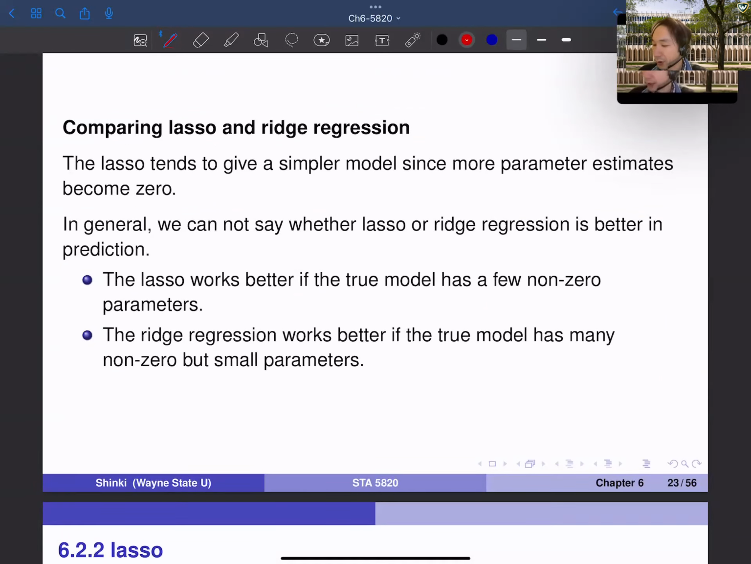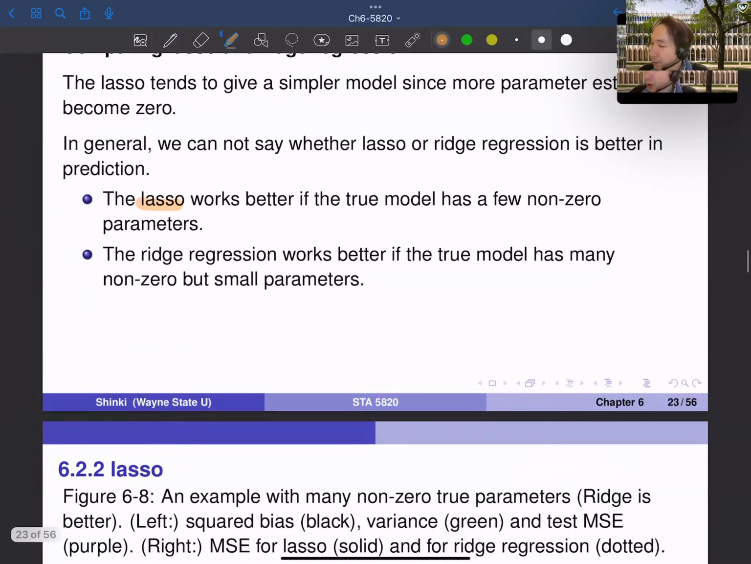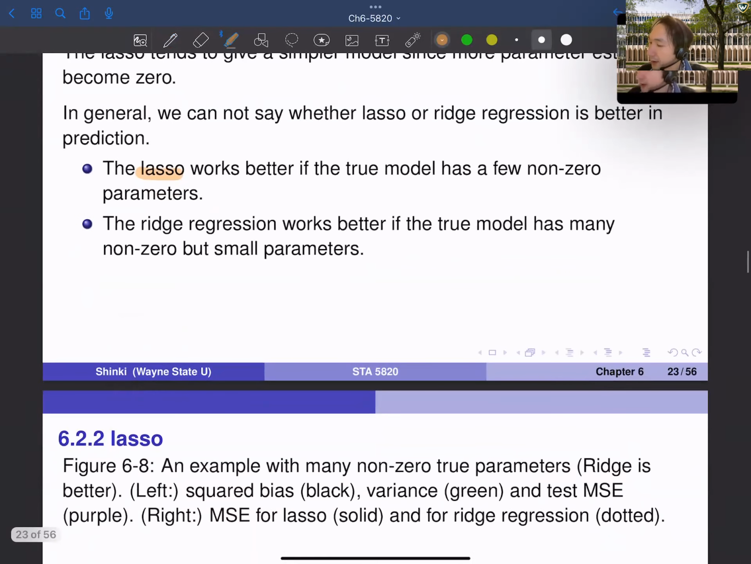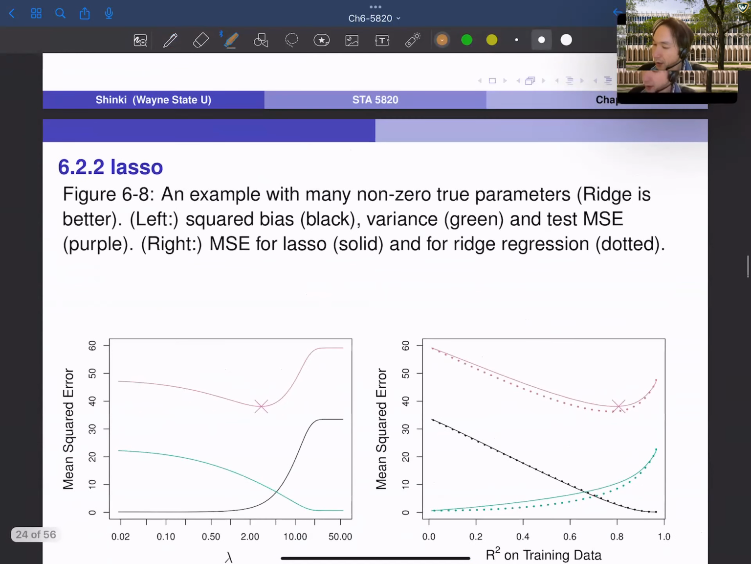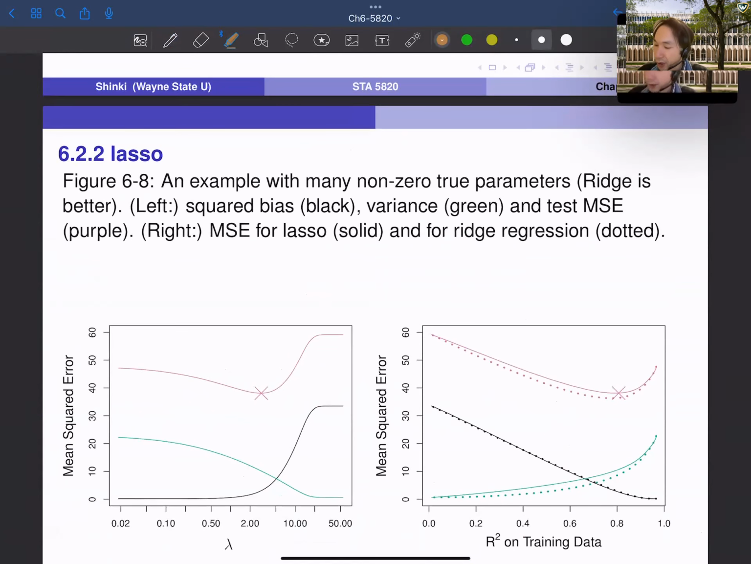Practically, we may want to use a model with a fewer number of predictors. Maybe that is practically easier, since we have to prepare fewer variables to make predictions. So people often prefer lasso, but ridge regression is also better in some specific examples. Here is one example where ridge is better, and this is a simulated example with many non-zero true parameters. So ridge is expected to be better.